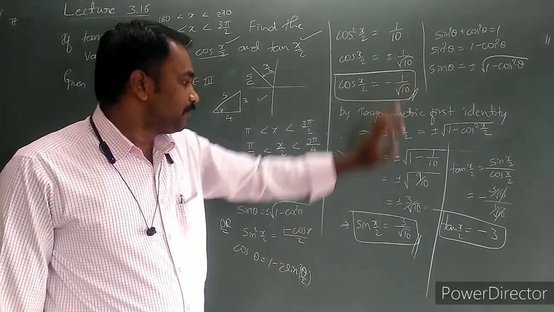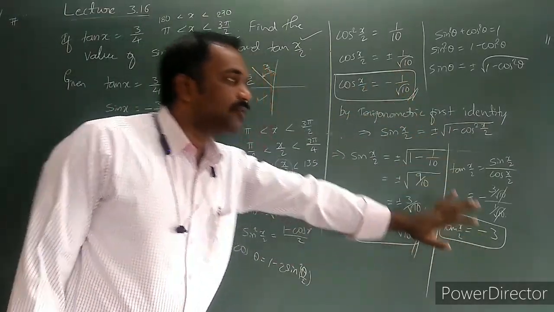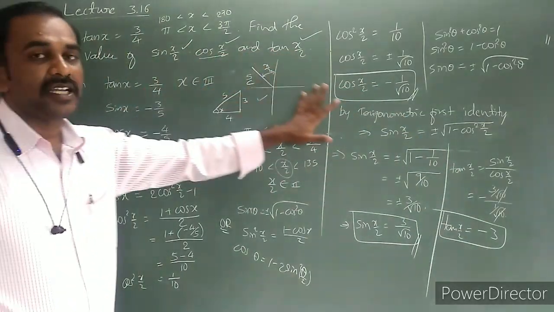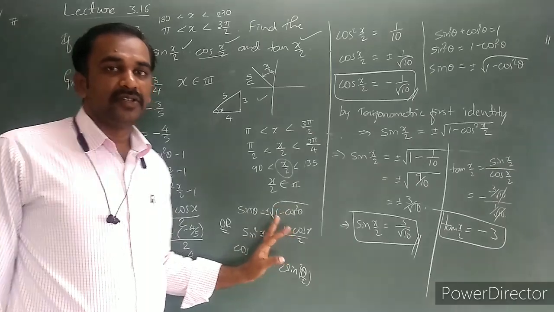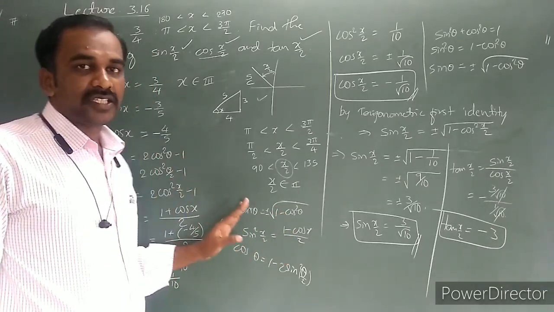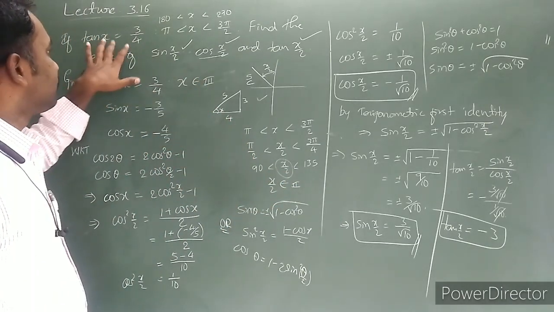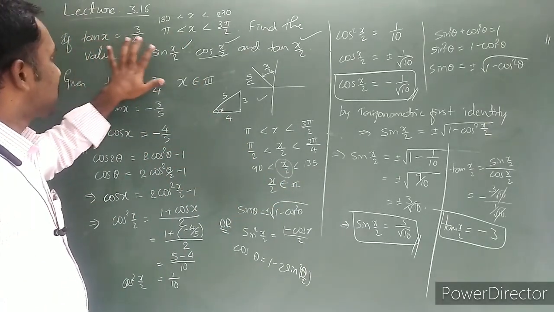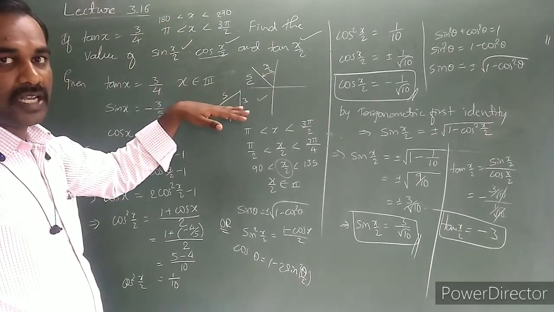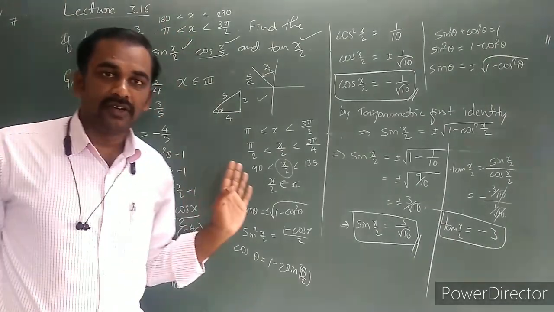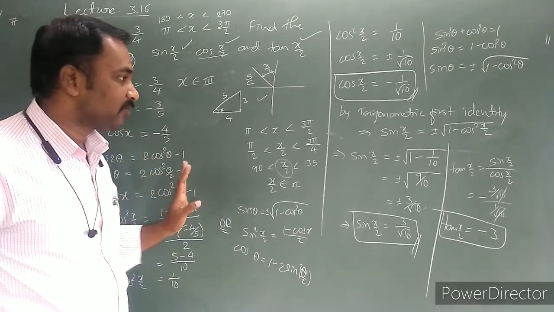Minus 1 by root 10, and minus 3 for the sin x by 2, cos x by 2, and tan x by 2. So, this type of problem is also very important for exam purposes, like competitive CET examples. Anyway, tan of x is given, so the half angle value we can easily find, and the multiple angle value also we can easily find. Both types of problems are over.